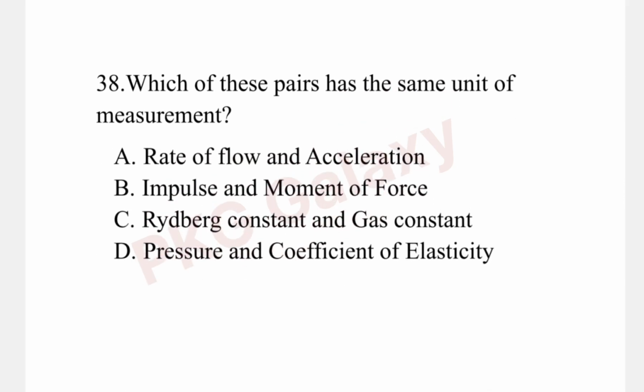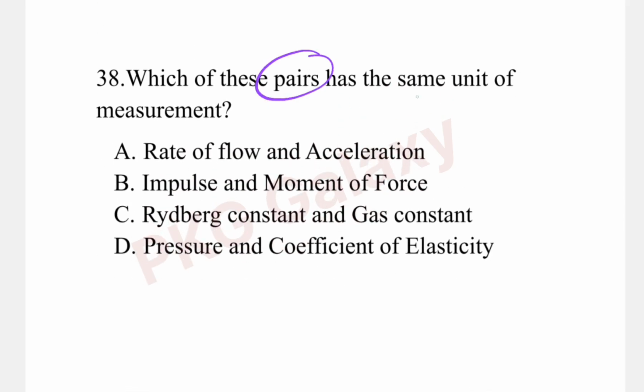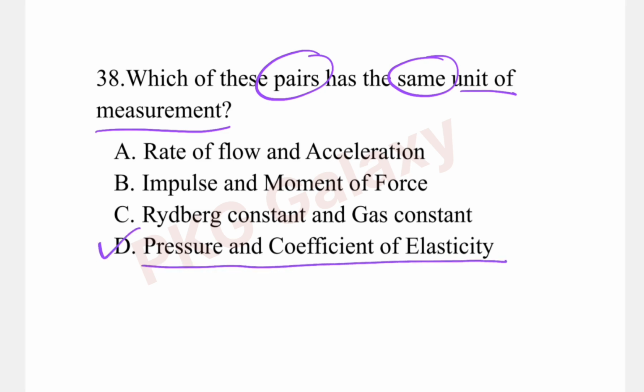Next question. Which of the pairs has the same unit of measurement? Option A, rate of flow and acceleration. Option B, impulse and moment of force. Option C, Rydberg constant and gas constant. Option D, pressure and coefficient of elasticity. The correct answer is option D, pressure and coefficient of elasticity.